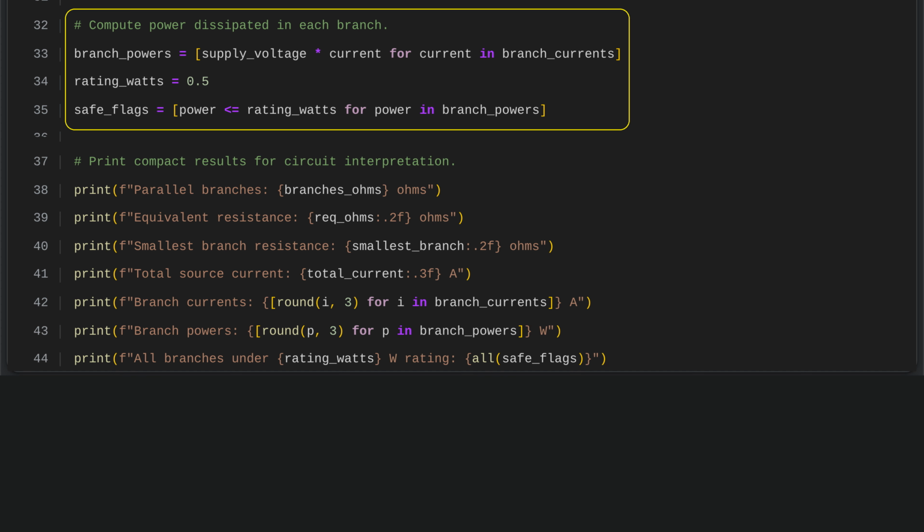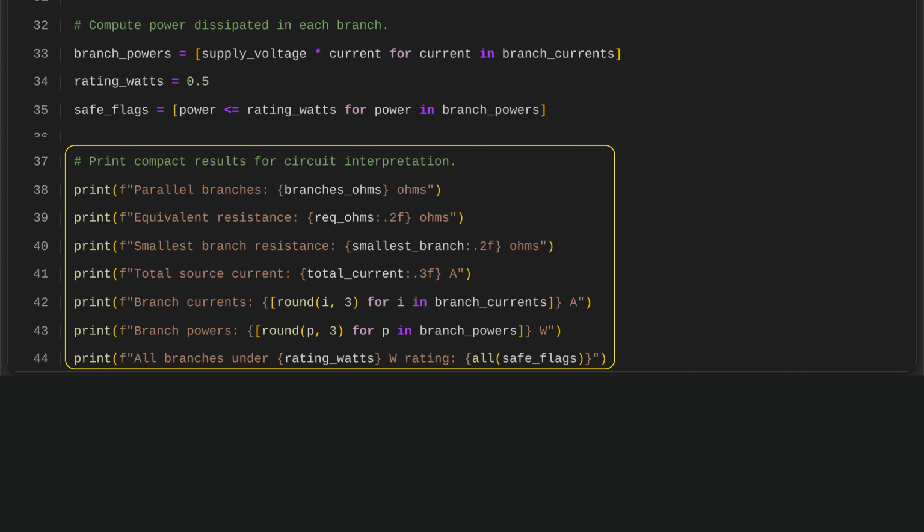Power in each branch is found by multiplying the supply voltage by the current in that branch. Each result is compared with a maximum safe rating of 0.5 watts. A branch is considered safe when its power is less than or equal to this limit.